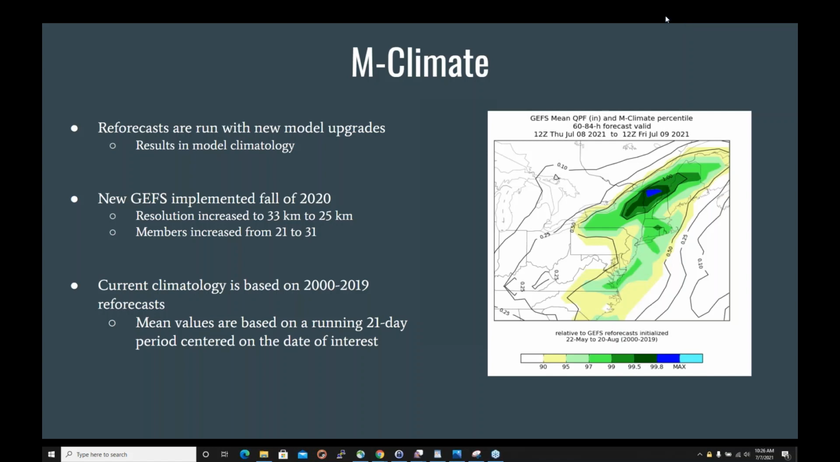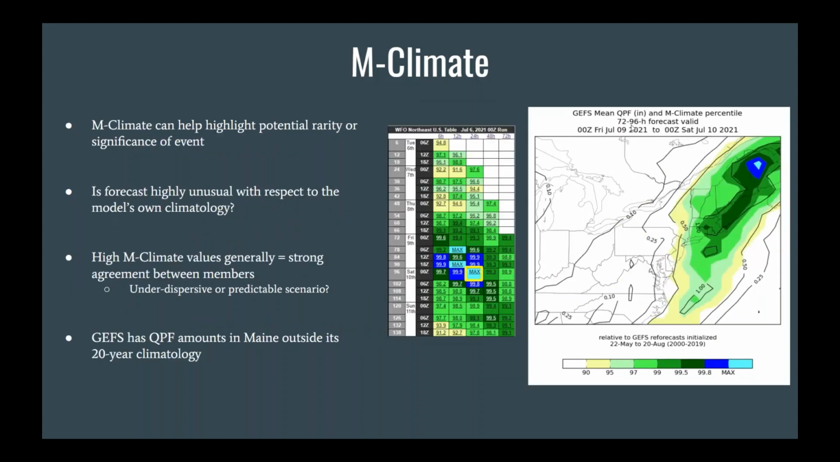These are reforecasts that are run when we do new model upgrades, and this results in a model climatology. So you can see how the model is forecasting an event relative to its own climatology. The new GEFS was implemented in the fall of 2020. The resolution increased from 33 to 25 kilometers, and the members increased from 21 to 31. The current climatology is based on the 2000 to 2019 reforecast, and the mean values are based on a 21-day running mean centered on the date of interest. Go ahead and go forward, Andy.